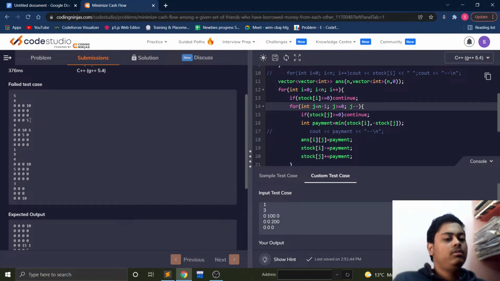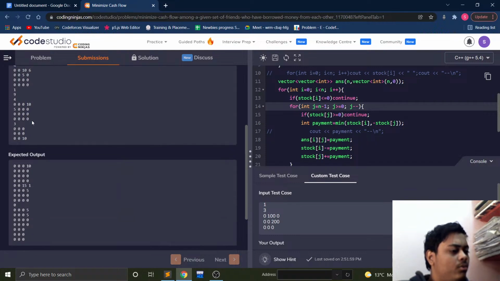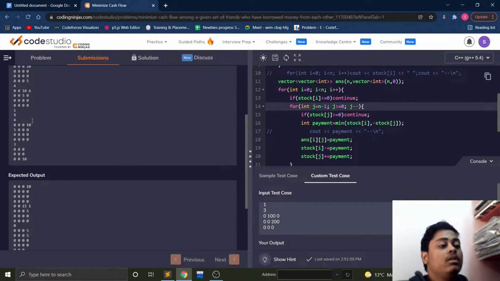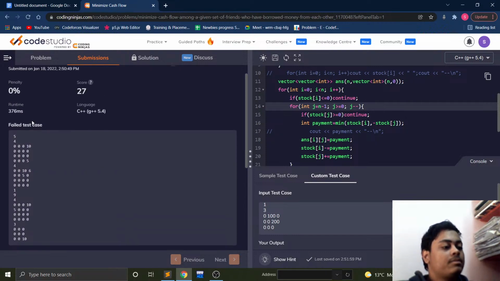How can a person expect from himself? 5? How? Yes, how can a person expect money from himself? This means the zeroth person has to give $10 to the third person, right? But what does this 5 mean? I want $5 from myself.